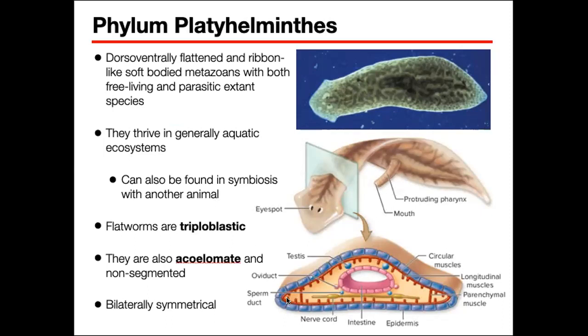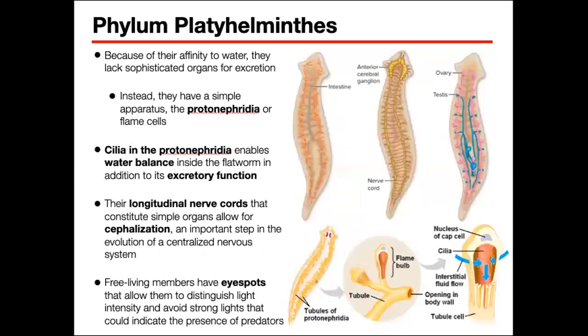However, they are acoelomate. So wala silang body cavity kasi nga flat lang sila. And they are non-segmented. So that's one way for you to differentiate Platyhelminthes, say for example with annelids, kasi annelids are segmented worms whereas Platyhelminthes or flatworms are non-segmented. And at this point, they are already bilaterally symmetrical. And ano nga yung sinabi natin about bilaterally symmetrical organisms? Ito na yung mga organisms na meron silang central control system, no? O yung tinatawag natin na cephalization.